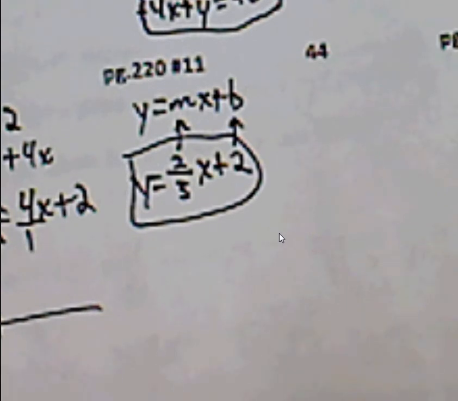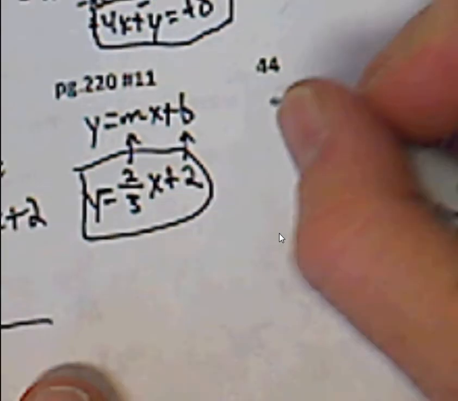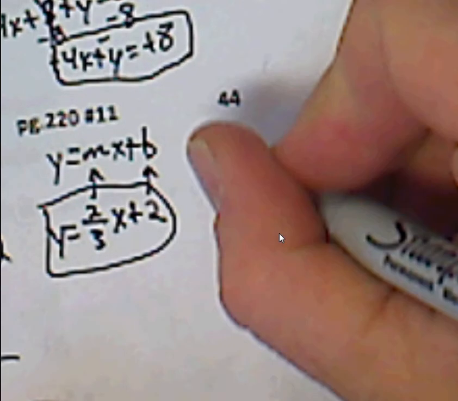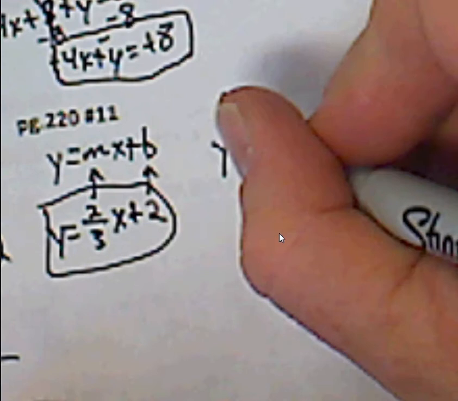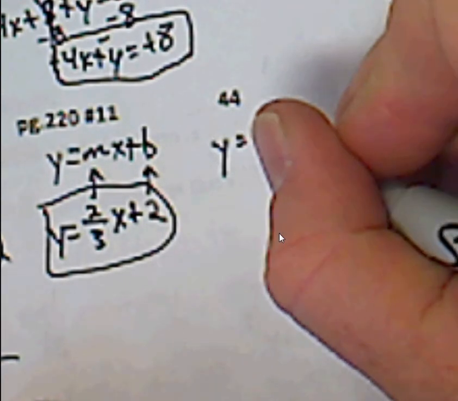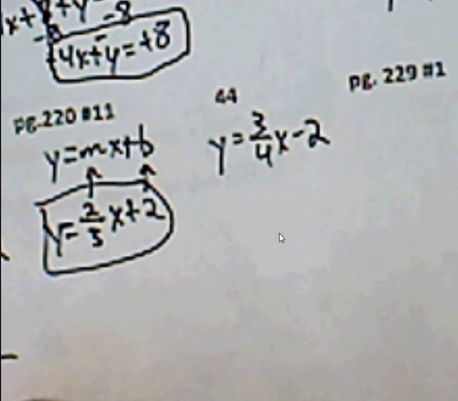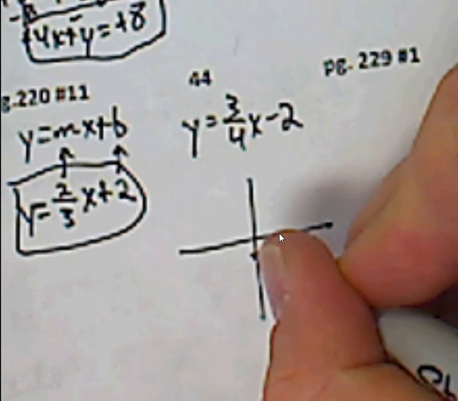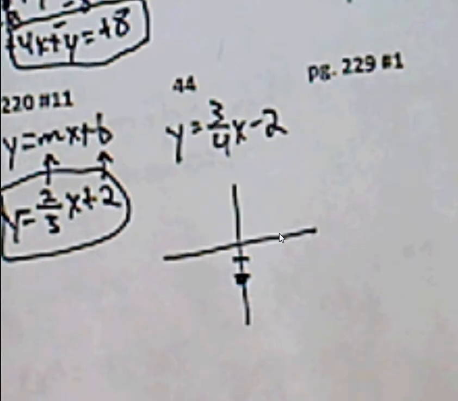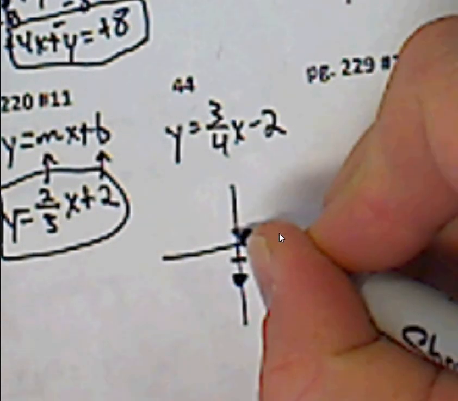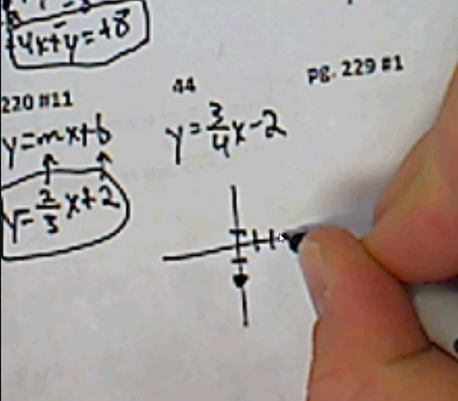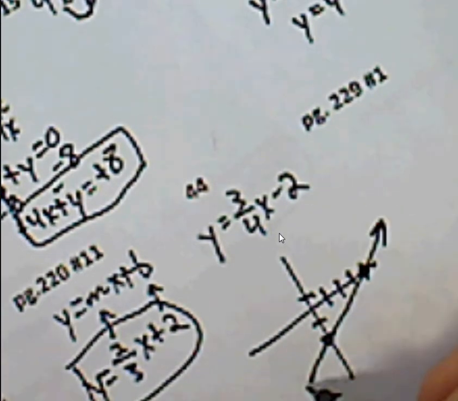Number 44. It says graph each equation. Pause the video and try. They give me y equals 3/4 x minus 2. So let's go ahead and graph this. I start at -2. I go up 1, 2, 3 over 1, 2, 3, 4. That would be my line graphed.